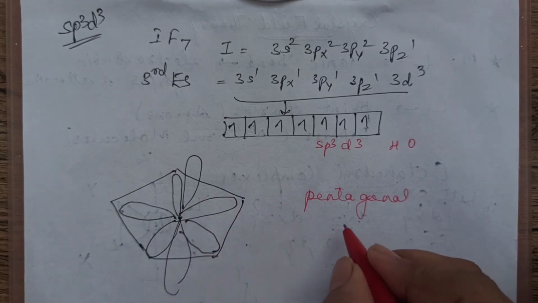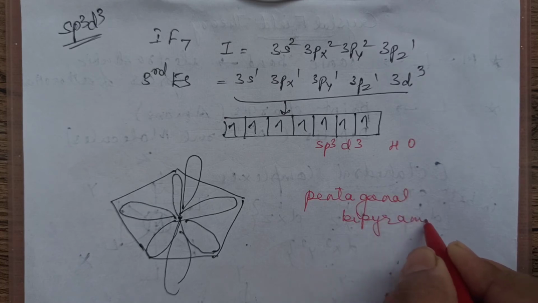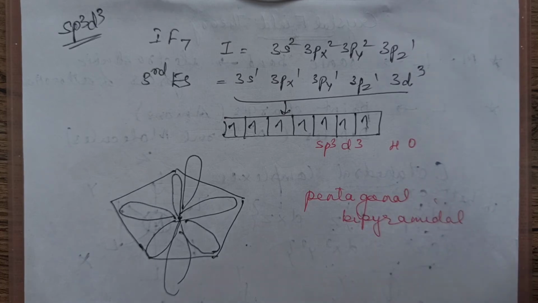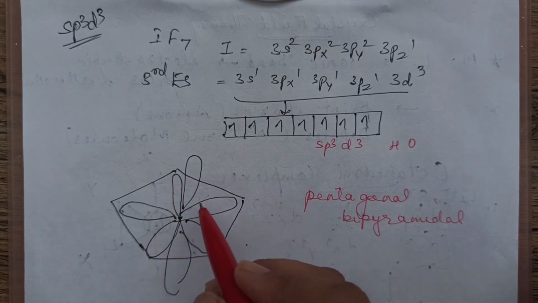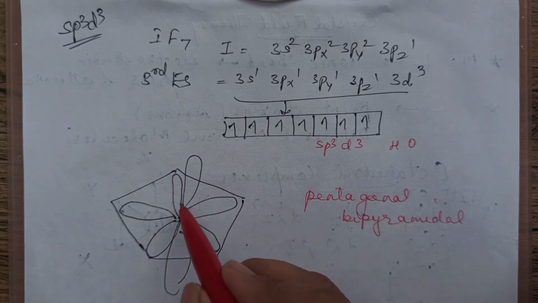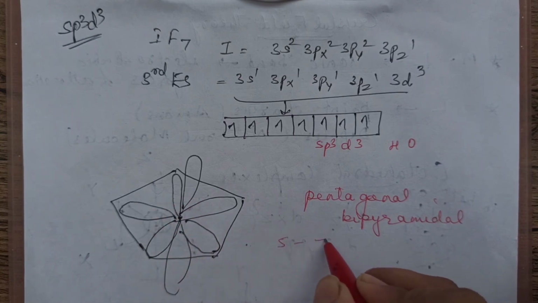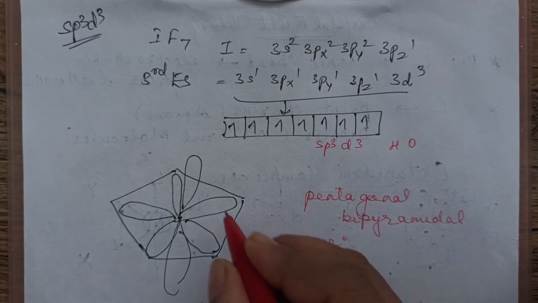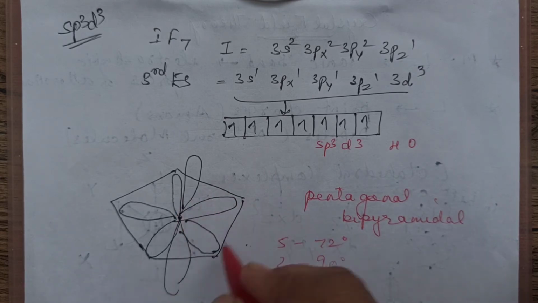Pentagon, there are 5 arranged in a pentagonal bipyramidal manner, right? So 5 of them are in the pentagon, 1 above the plane and 1 below the plane. So the 5 here will have a 72 degree angle, and the 1 above and 1 below will have a 90 degree angle. Now these are all sp3d3 hybrid orbitals.